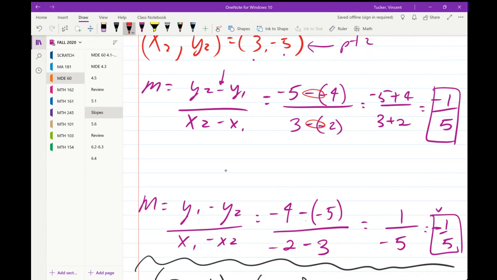Once again, we have a negative to a negative, which is positive. So that's -4 plus 5, that'll give you a 1. And then -2 minus 3 is -5. So either way, you're going to get -1/5. You just have to be consistent. Once again, if you do y2 first on top, x2 first on the bottom, or y1 first and x1 first.